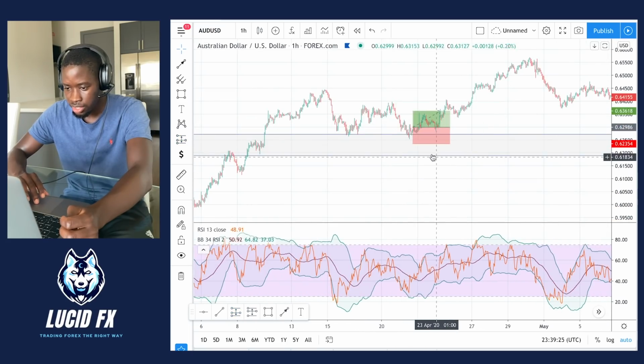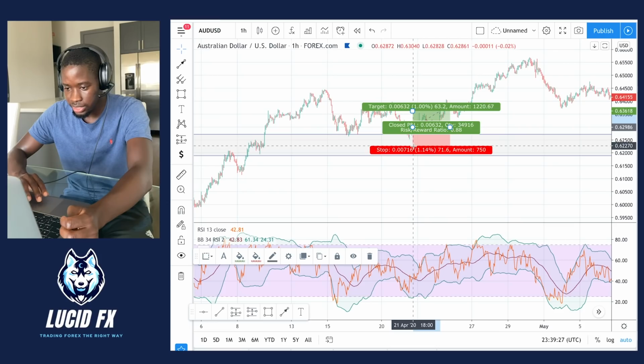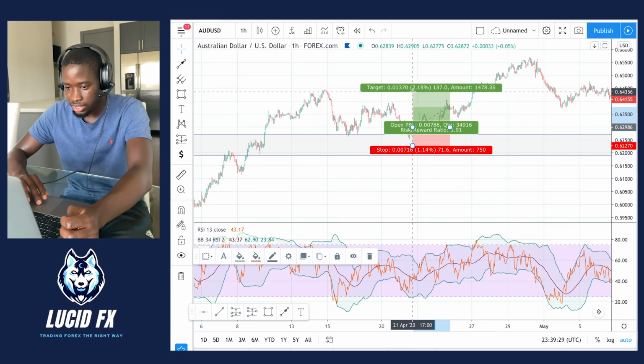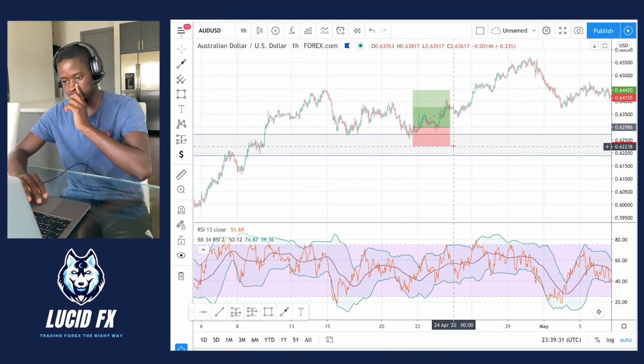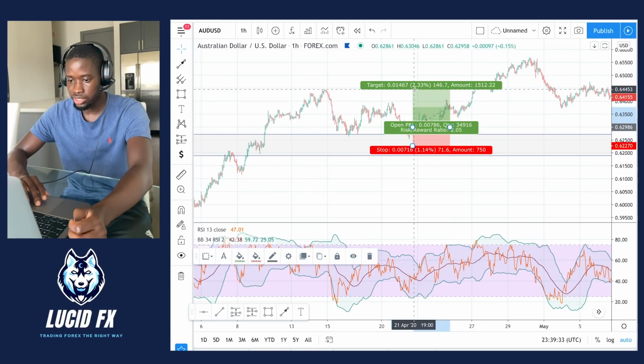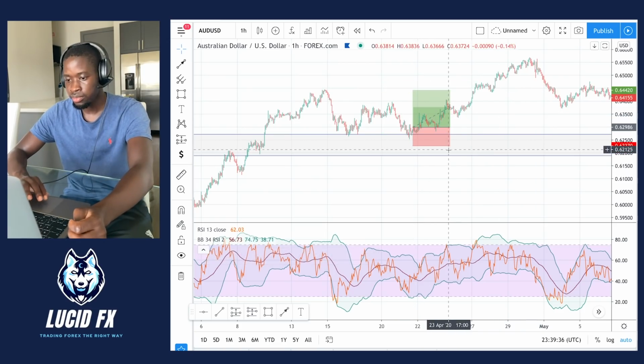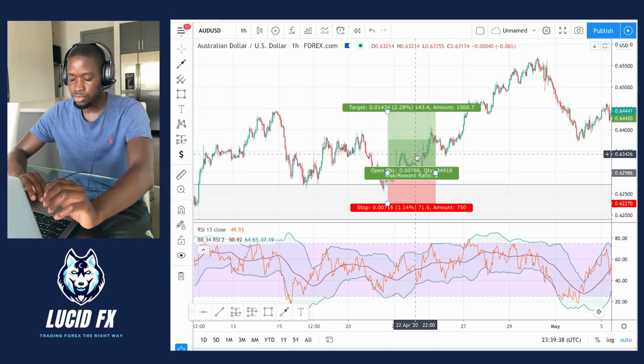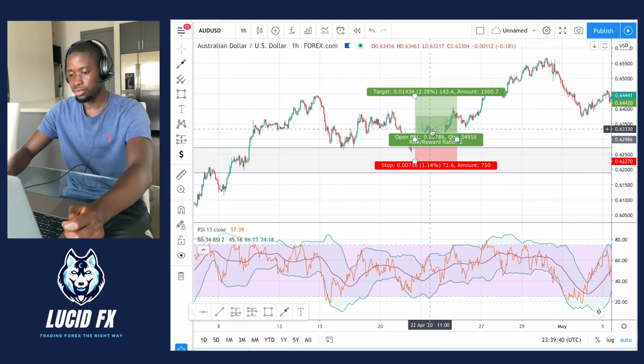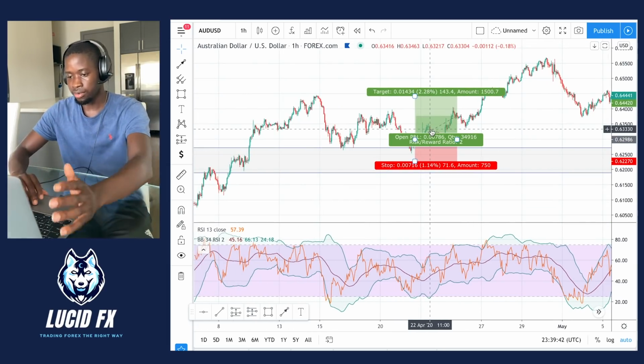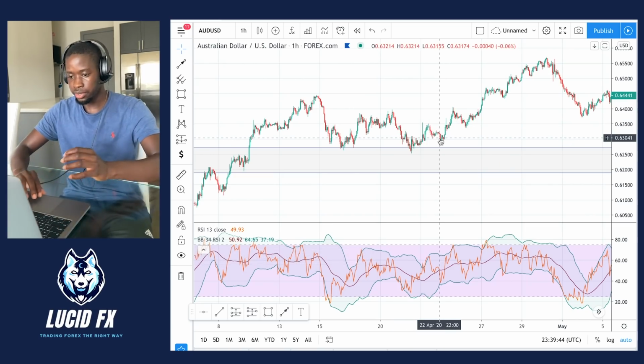Have your stop loss somewhere below those wicks, have your take profit at the next level, and you are good to go. So this was my first trade on AUDUSD, worked out absolutely perfectly. As you can see, it's a 1-to-2 risk reward ratio, worked out really well, and that is how I took the trade with the breakdown I just went over.